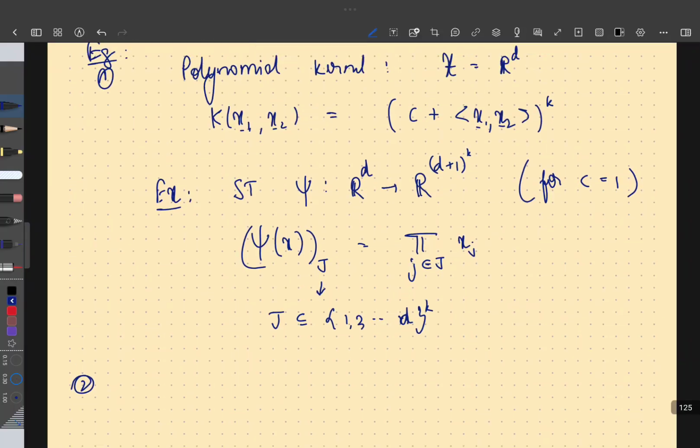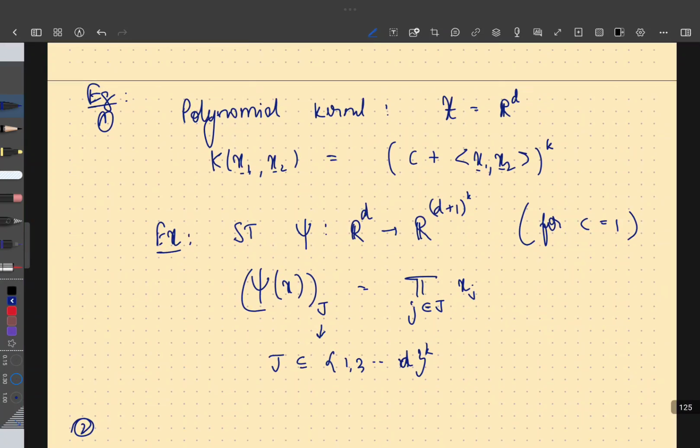But we'll see a different way of showing that this is actually a PDS kernel. In general, you don't try to find the embedding directly. You try to prove separately that it's a PDS kernel. And there are techniques to do that. We'll see that in a while.